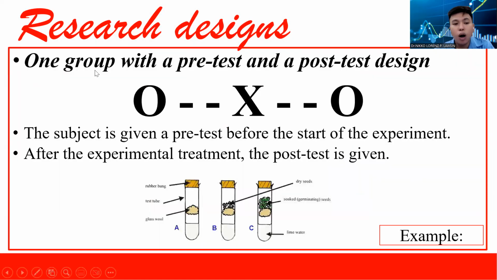Second one, group with a pre-test and post-test design. So the O, you observe it using the pre-test, you provide the treatment, and then you also provide the post-test as the outcome. So OXO is one group with a pre-test and post-test design. The subject is given the pre-test before the start of the experiment, and after the treatment, the post-test is given. So this kind of setup limits the bias of the experiment.